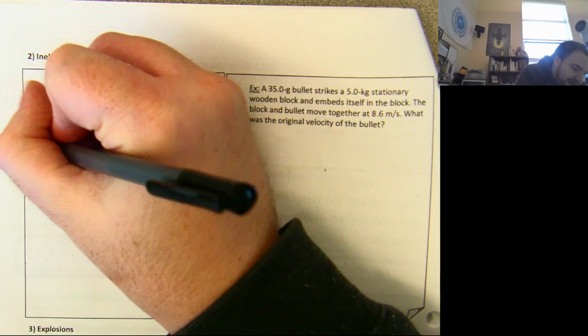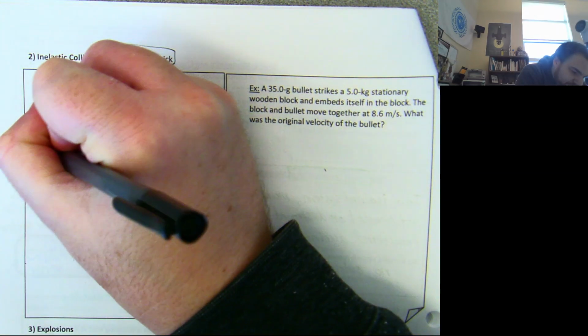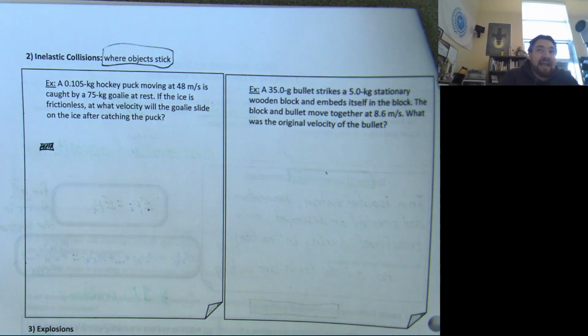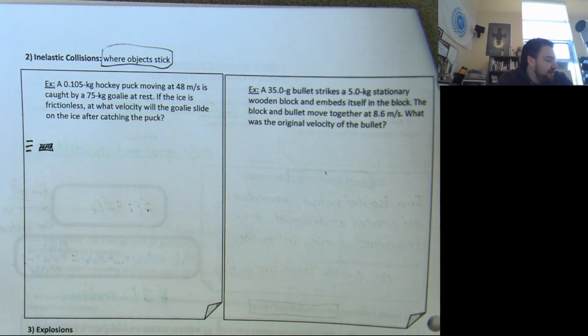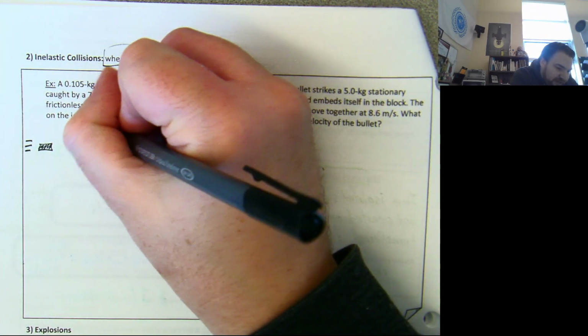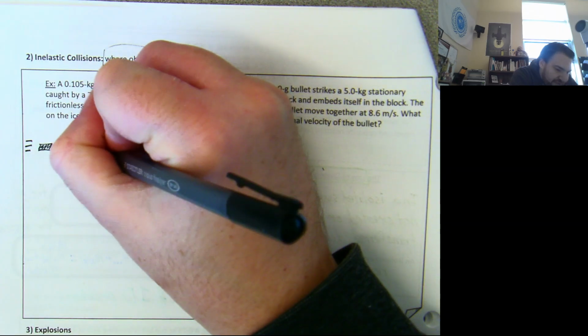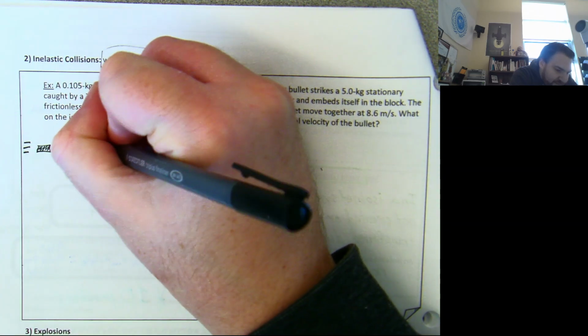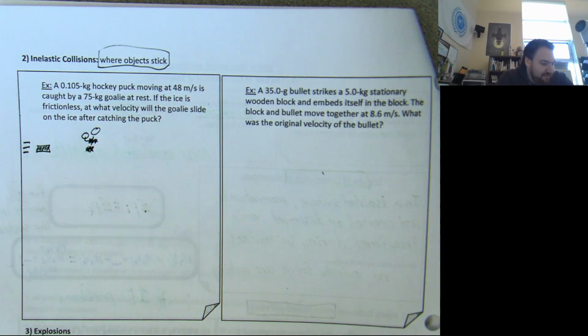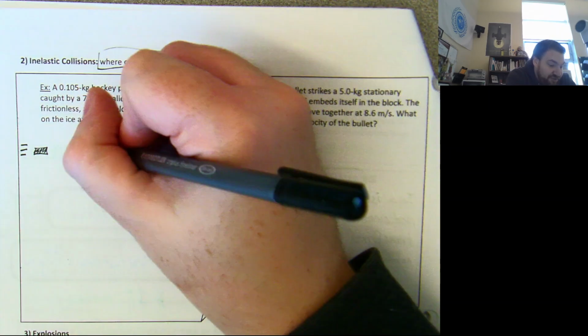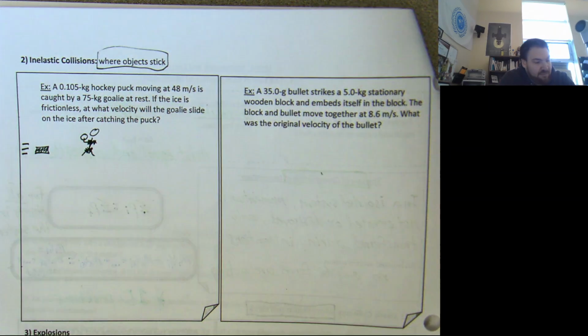We've got a puck being shot at a goalie. So presumably, I'm drawing this on the left-hand side of my page. So the puck's going to be moving this way. We've got a goalie here. Goalie's got fat pads and a glove. This is not to scale. The puck is huge. But this is the scenario.